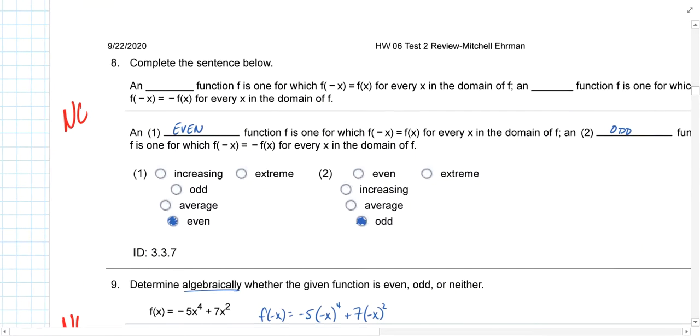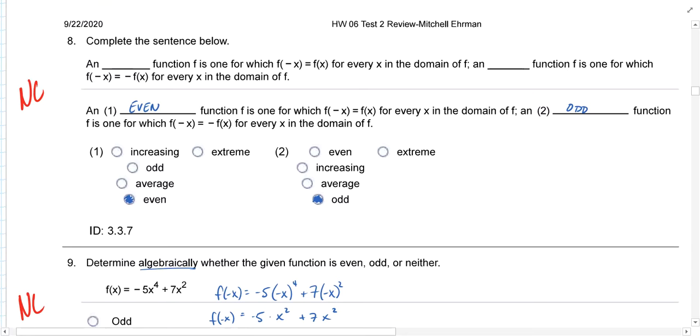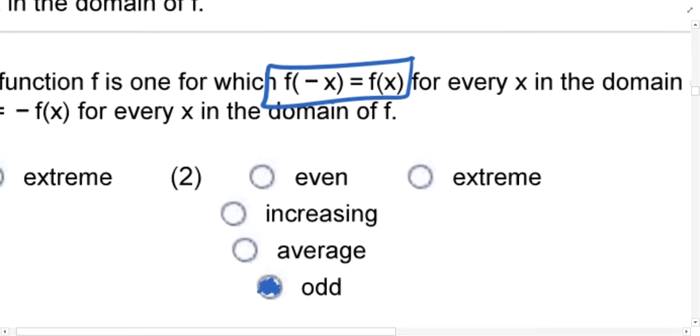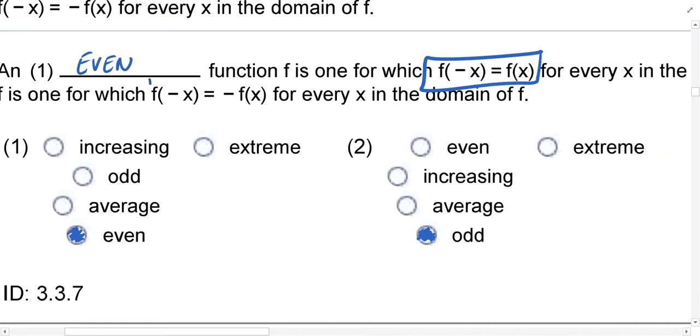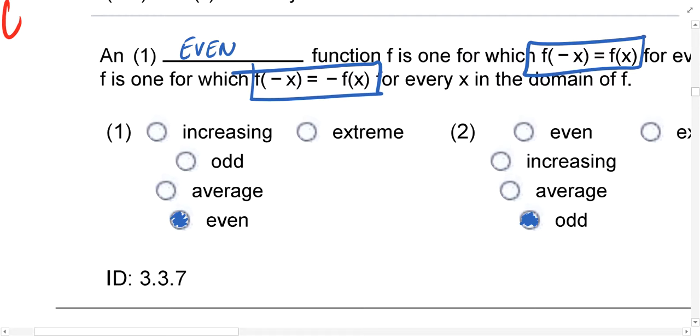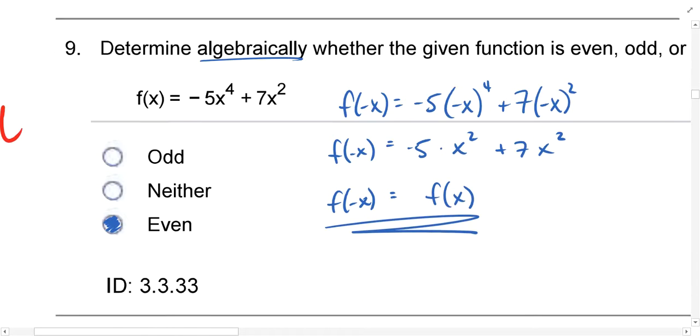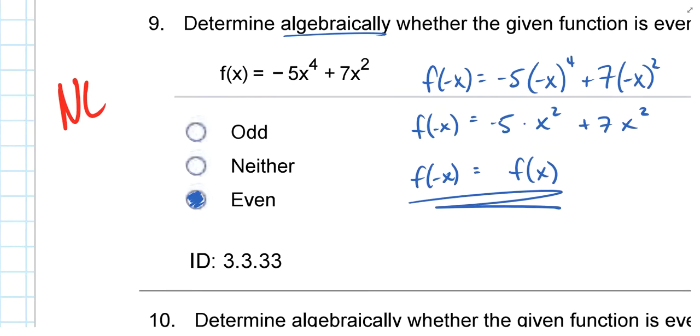For question number 8, this is a vocabulary question, verifying that you understand the definition for even versus odd. Even functions take on this form here, where we insert a negative x, simplify the result, and end up with the original function again. If we insert a negative x into the function and simplify and get the opposite of the original function, then we're dealing with an odd function, or a function with odd symmetry.